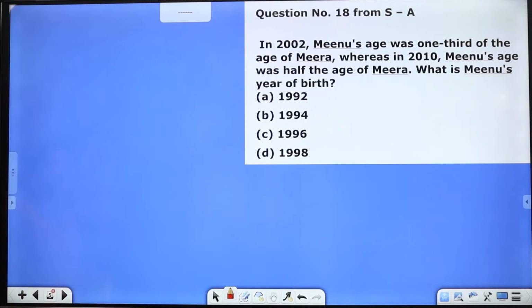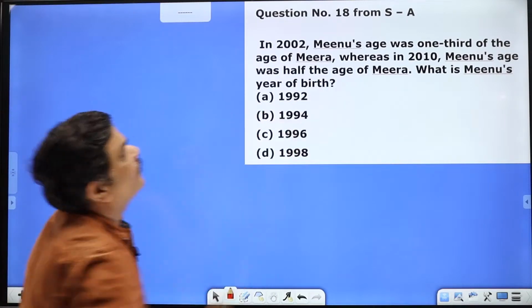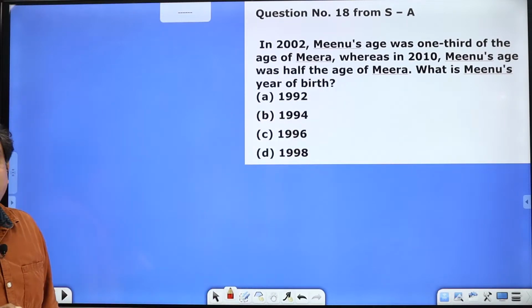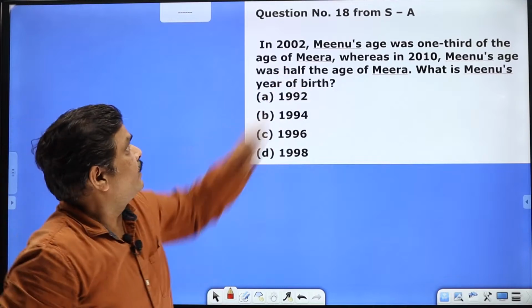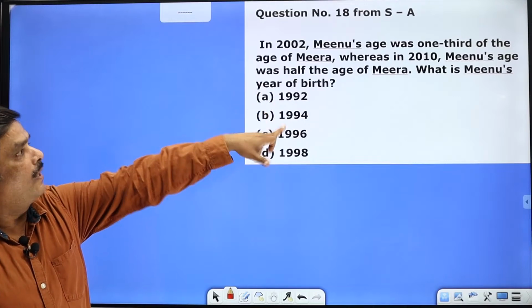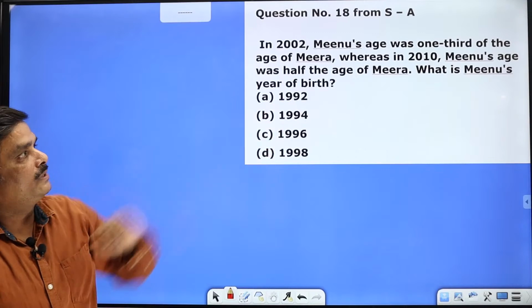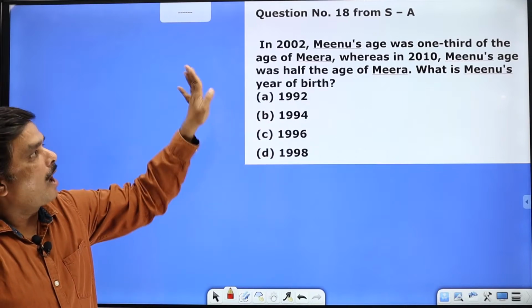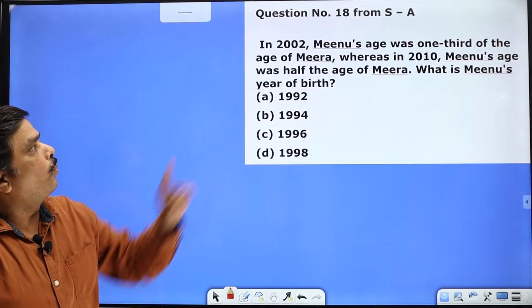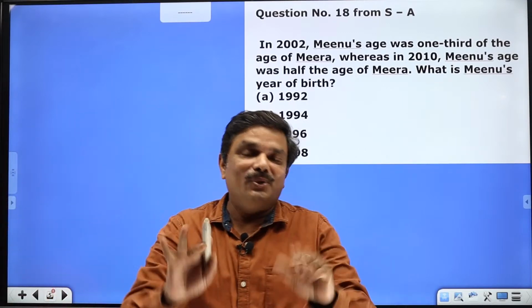Okay, now go for the next question here. See this question. Actually, this question is from the ages concept. They have given: in 2002, Minu's age was 1/3 of the age of Mira, whereas in 2010, Minu's age was half the age of Mira. What is Minu's year of birth? They are asking. How would you do this one, students?